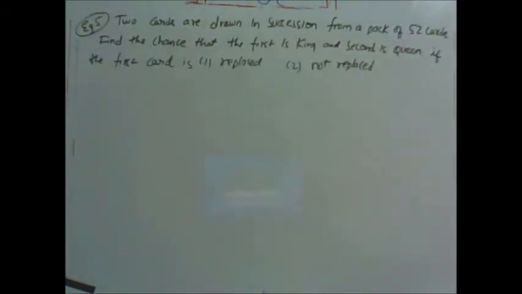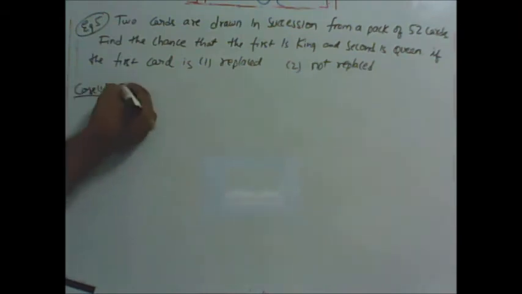Now coming to the next example: 2 cards are drawn in succession, means one after the other, from a pack of 52 cards. Find the chance that the first is king and the second is queen. In the first case, the first card is replaced; in the second case, it is not replaced. So in case 1, the first card is replaced.